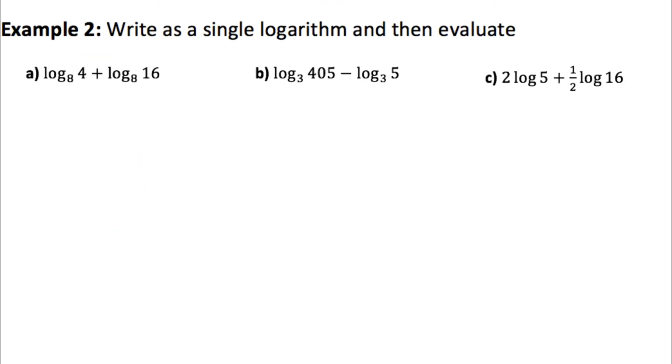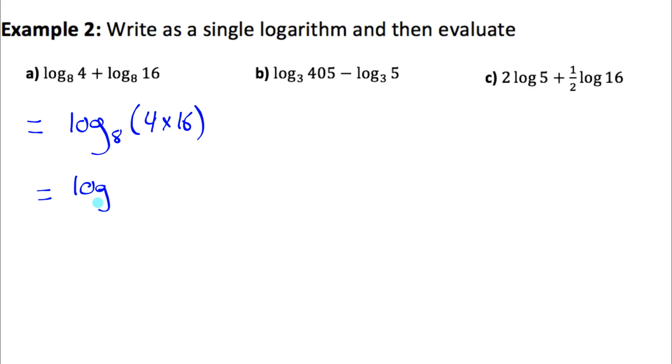Example 2, it's the same as example 1, except it says after you write it as a single logarithm, let's evaluate it. So part A, two logs being added, and those logarithms have the same base. So we can rewrite those logarithms as a single logarithm, keeping that same base with the arguments 4 and 16 being multiplied.